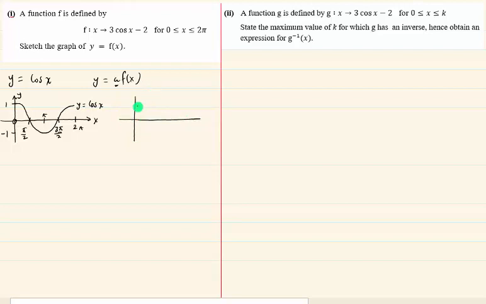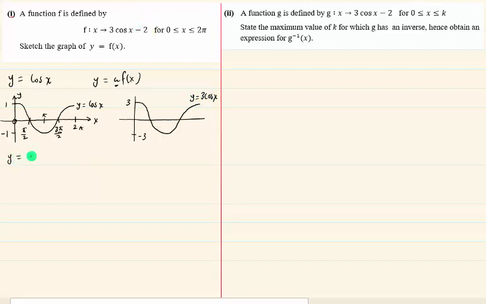I'll always do it in parts, and then I'm going to move on from there to combine all of them into the new graph. So I've said if this is a 3, the maximum value becomes 3 there, and the minimum value is going to be negative 3. So this graph here is now going to be y equals 3 cos x. Right, what does this negative 2 do?